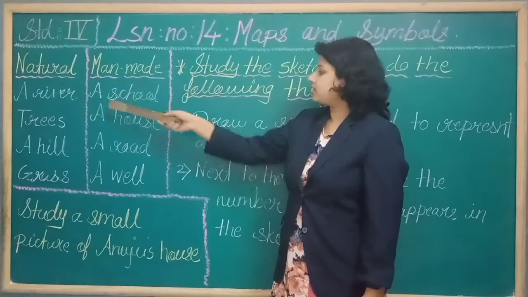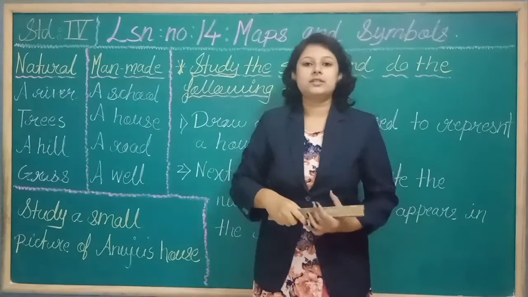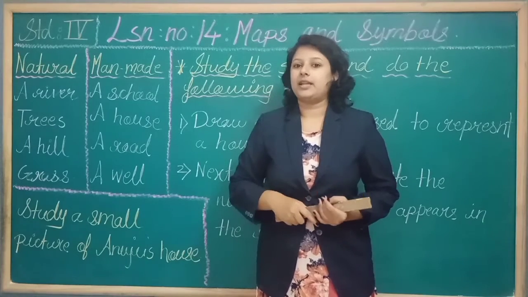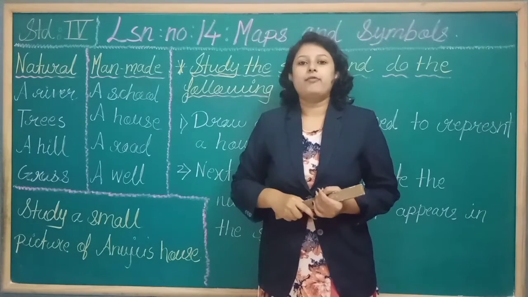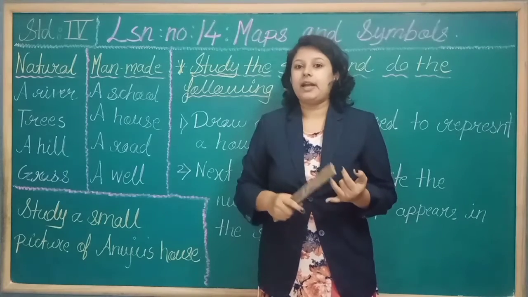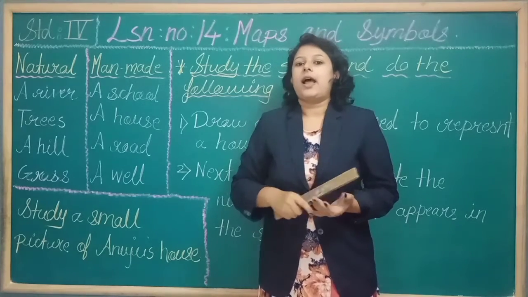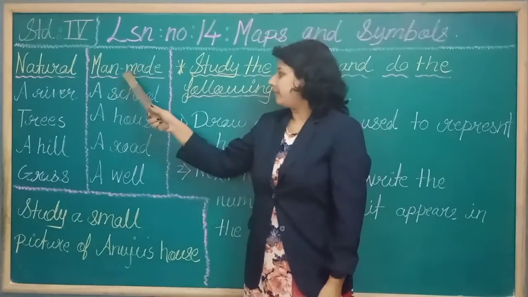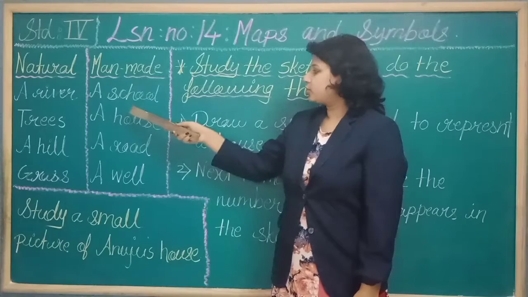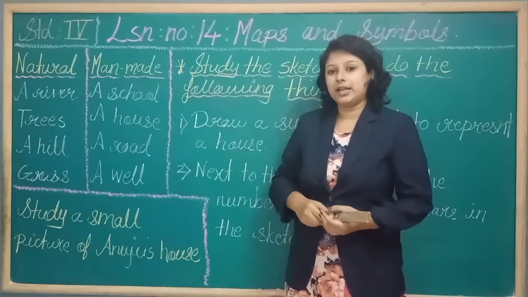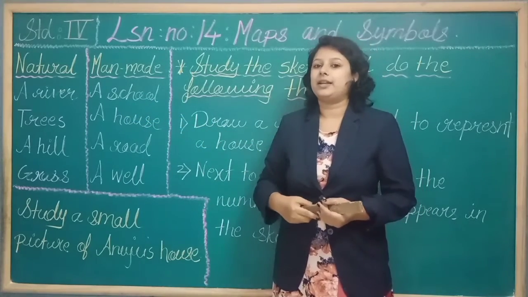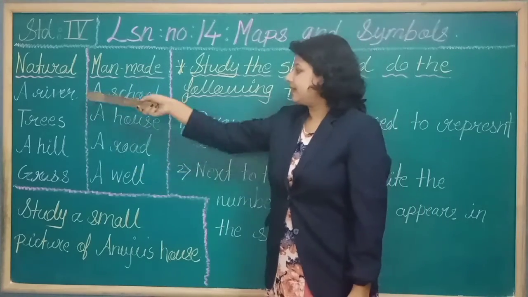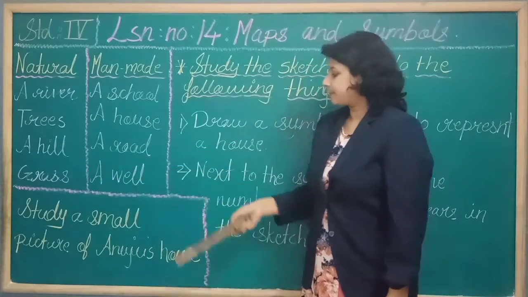Then man-made resource, a school. Our school is built by men, by the workers. By what is it built? By cement, stone, mud, and where do we get all this from? We get it from nature. So man-made resources are the resources made by man with the help of the things which man gets from nature. Okay, so these are the man-made resources and these are the natural resources.